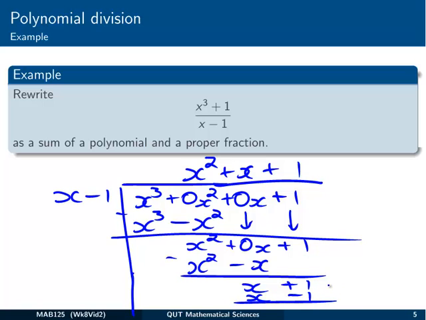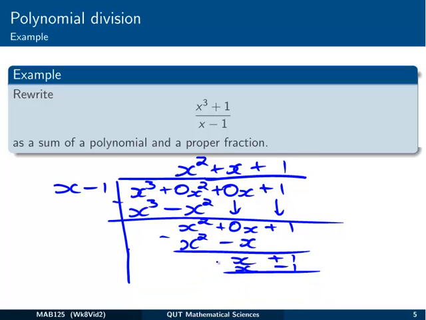So we're left off down the bottom here. When we subtract those two, we're going to have 1 minus minus 1 is 2. So in this case, we've actually got a remainder that we've got to deal with. So how are we going to deal with that? Well, basically what we're saying is x cubed plus 1 divided by x minus 1 is equal to this polynomial up the top plus a remainder, plus 2 on x minus 1. So there's still 2 on x minus 1 left that we can't get rid of. So that's how we write it.